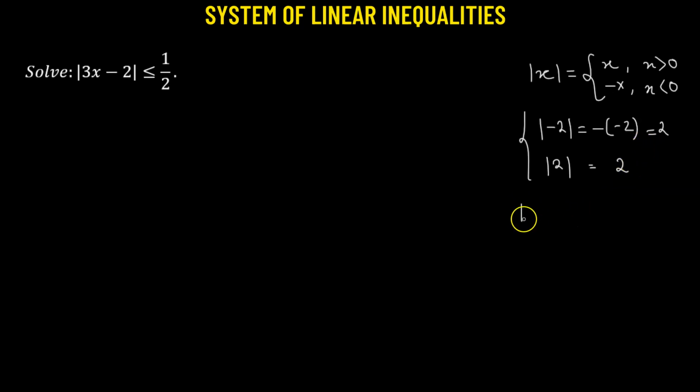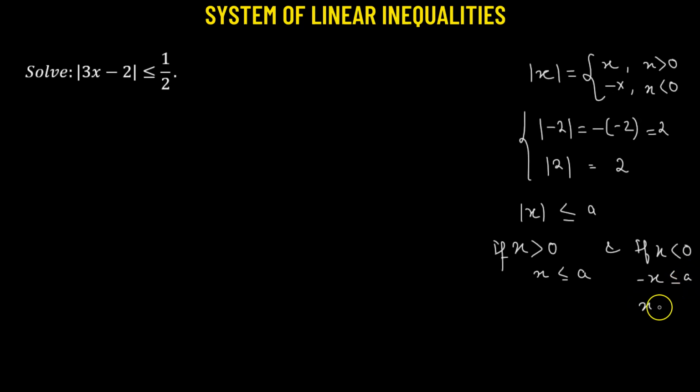Now, if we have absolute value of x less than a, here we can have two possibilities. One possibility is that if x is positive, then we can say that x is less than or equal to a. And the other case will be if x is less than 0, in that case we have negative x less than or equal to a, or simply x is greater than or equal to negative a. Here we have multiplied both sides with negative 1, and when we do that, the sign of the inequality changes.